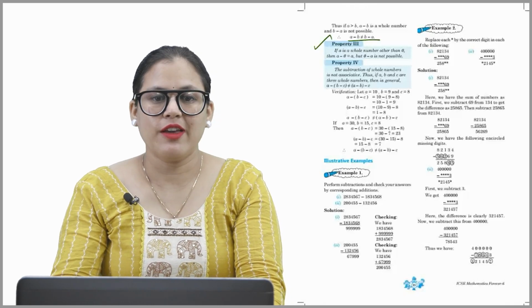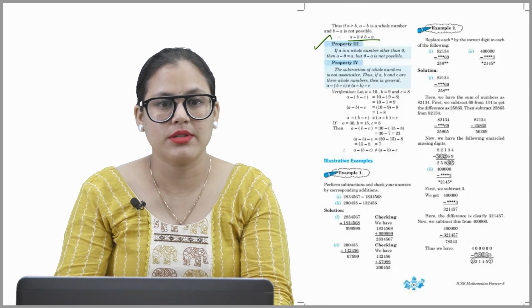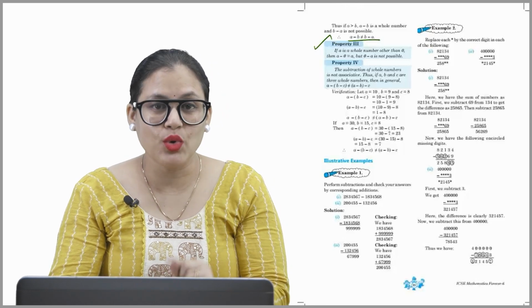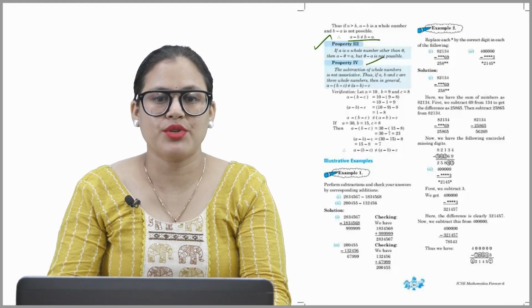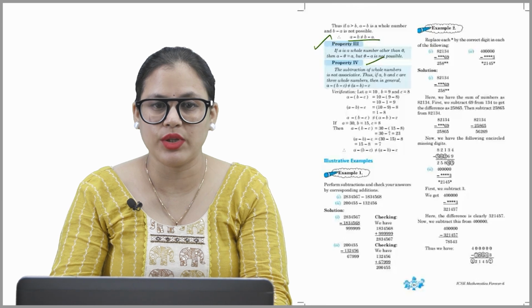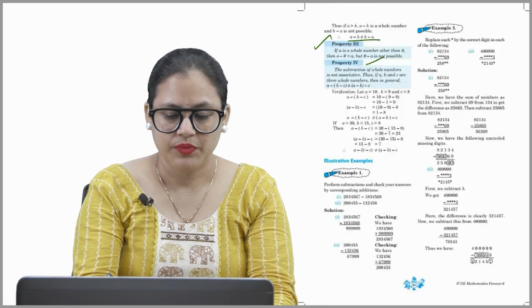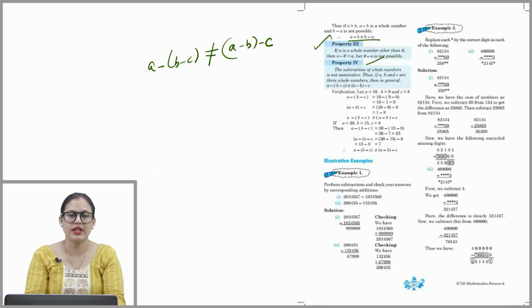Property 3. If A is a whole number other than 0, then A minus 0 is what? A. But 0 minus 8 is not possible. Property 4. The subtraction of whole numbers is not associative. Thus, if A, B and C are three whole numbers, then in general, (A minus B) minus C is not equal to A minus (B minus C).